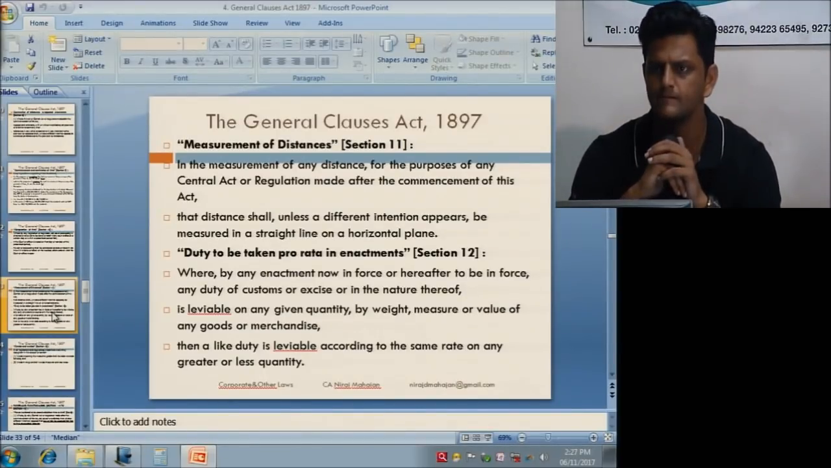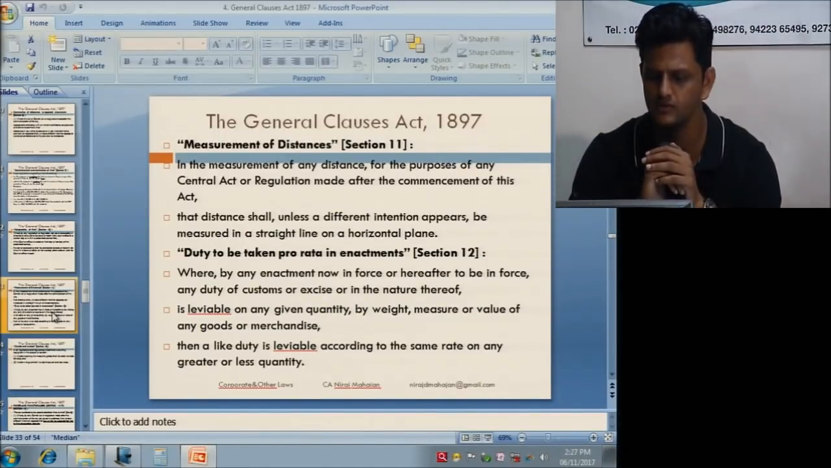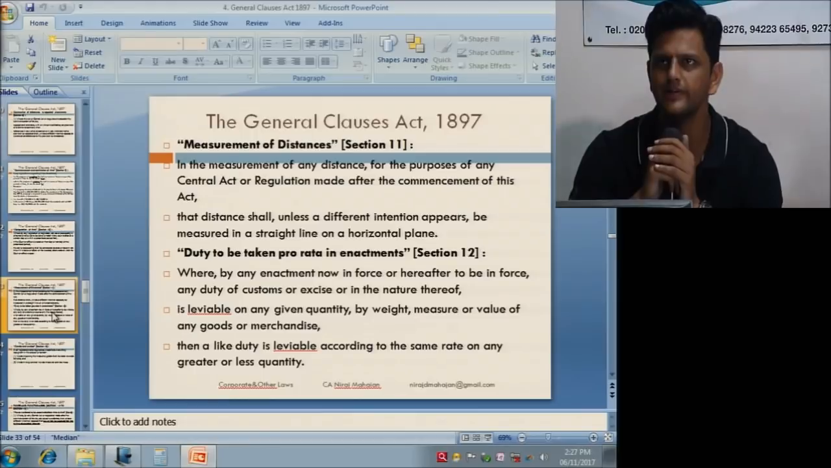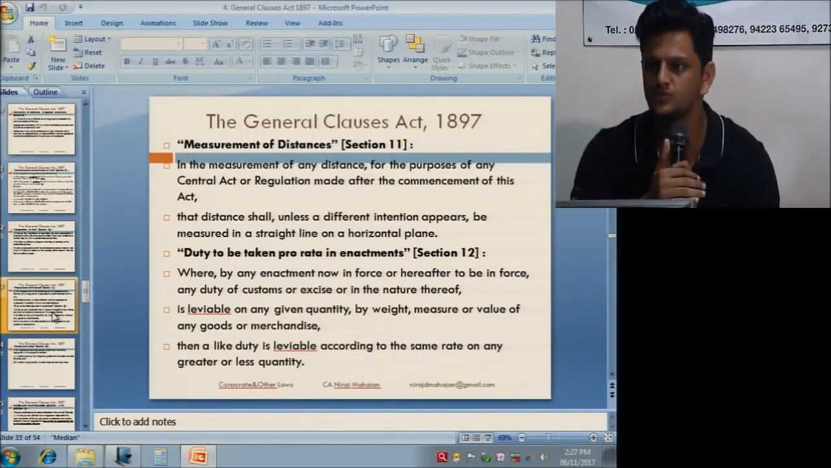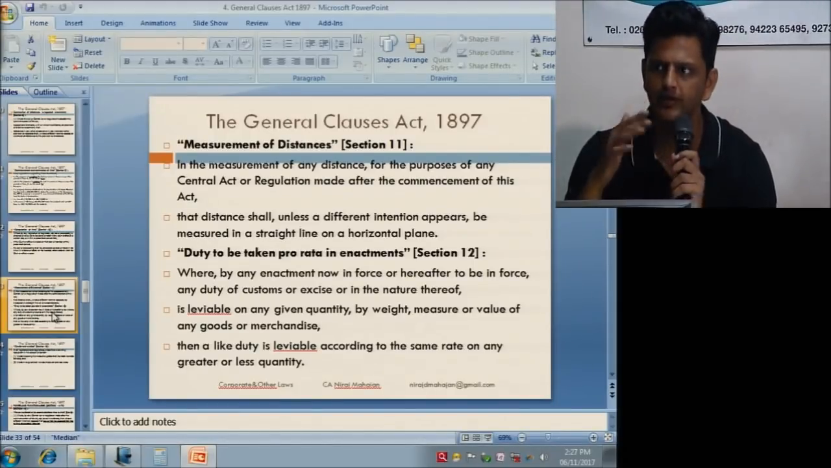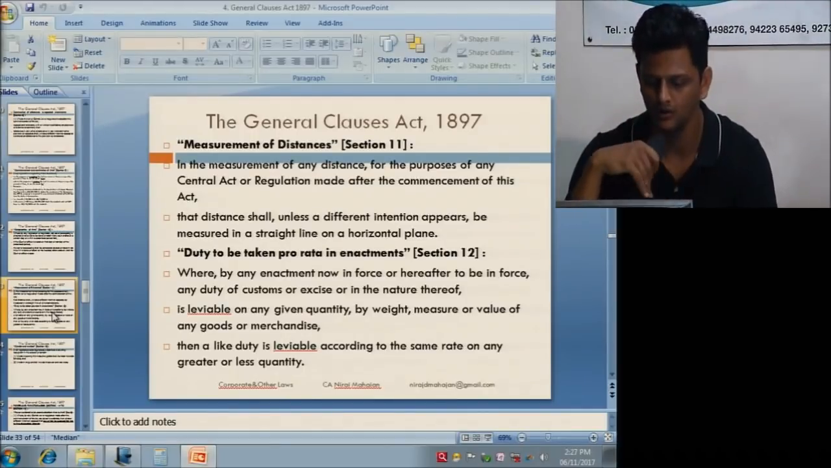Pro rata means what? Percentage wise. Wherever any enactment now in force or hereafter to be in force, any duty of customs or excise or in nature thereof is leviable on any given quantity by weight, measure or value of any goods or merchandise, then a like duty is leviable according to the same rate on any greater or less quantity. Like the case I had given you, the rate of duty is, for example, let us say 5 rupees per 1000 kg. So that is the ratio or rate, you can say 5%, or whatever, 0.5%, correct? In that case, that same rate will be applicable even if the quantity is now more than 1000 or less than 1000. So that proportion or that rate will continue.